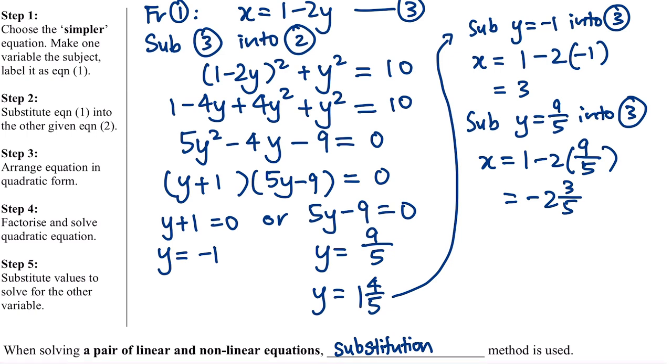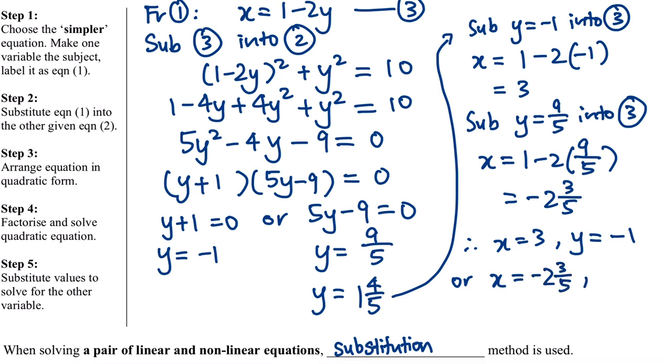So don't just leave your answer here. You need to conclude this, because you are finding the solution to this pair of simultaneous equations. So there is going to be a value of x and a corresponding value of y. So the first set of answers would be x equals 3, and correspondingly y equals negative 1. The other set of answers will be x equals negative 2 and 3 over 5.